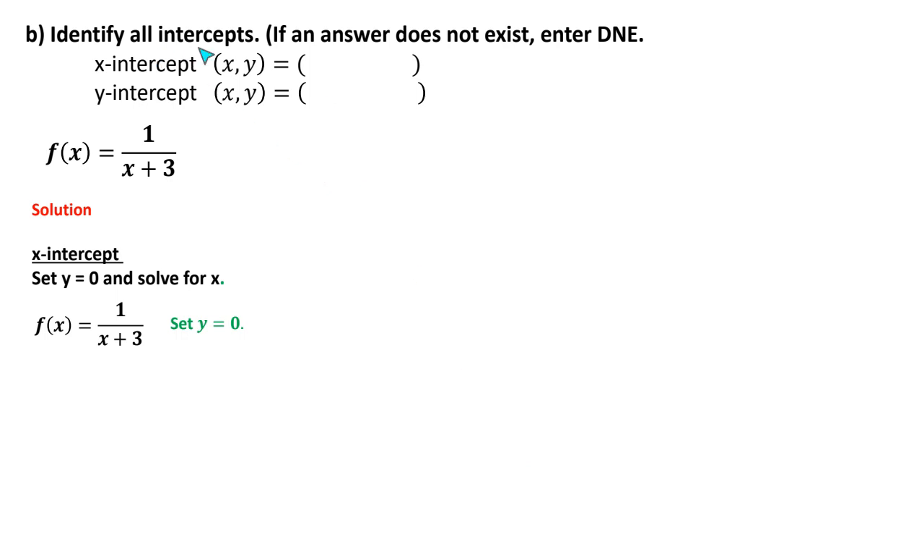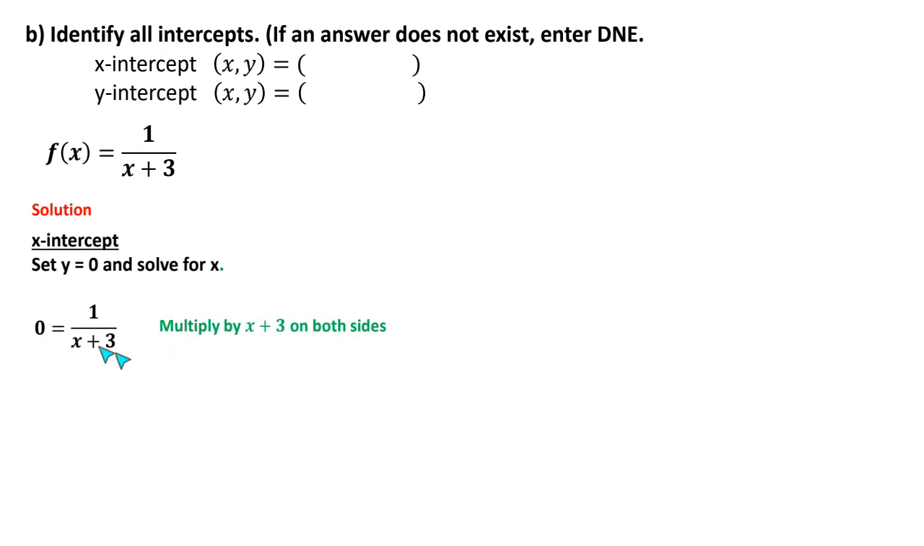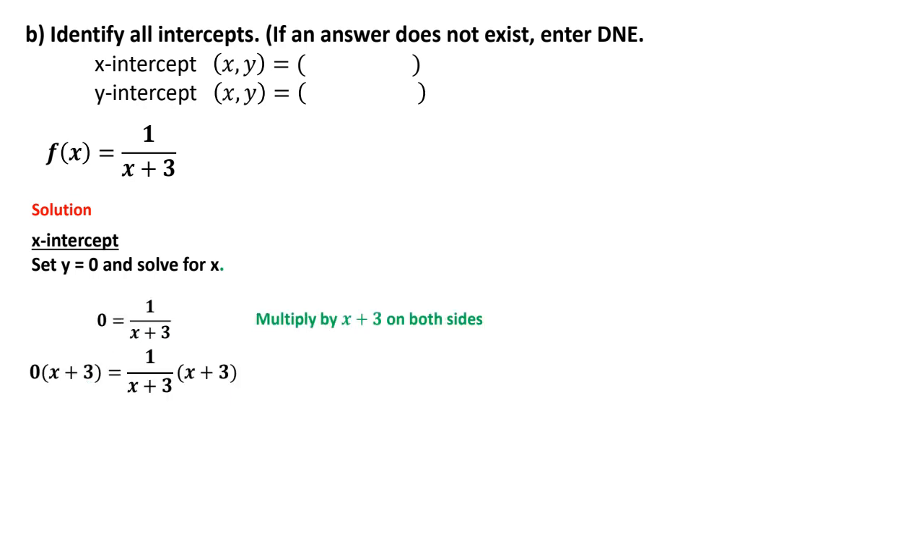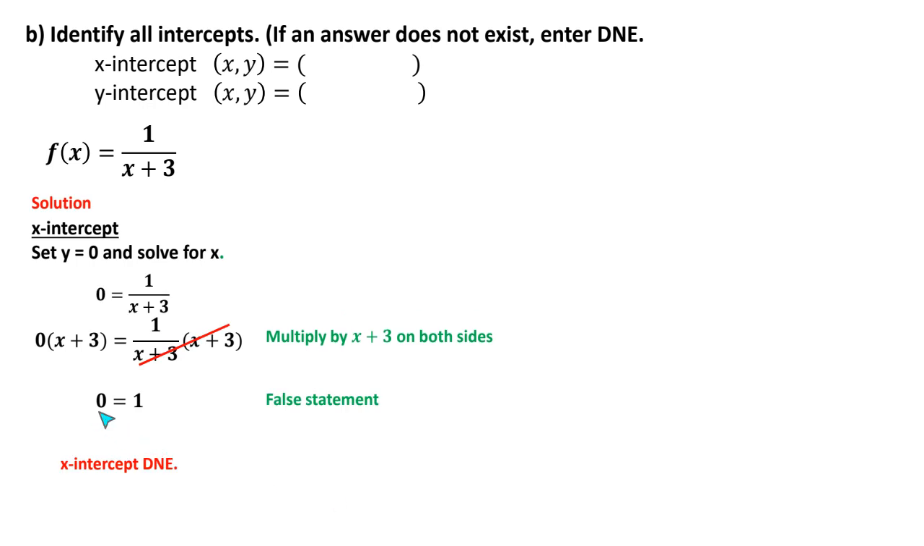Identify the intercepts. So the x-intercept, we're going to let y equal to 0. So let's let y equal 0. And I need to solve for x. So I'm going to multiply both sides by x plus 3. But when I do that, notice what happens. We get x plus 3 times 0 is 0. And then on this side, the x plus 3 will cancel. So we end up with 0 is equal to 1, which is a false statement. So we say that the x-intercept does not exist.